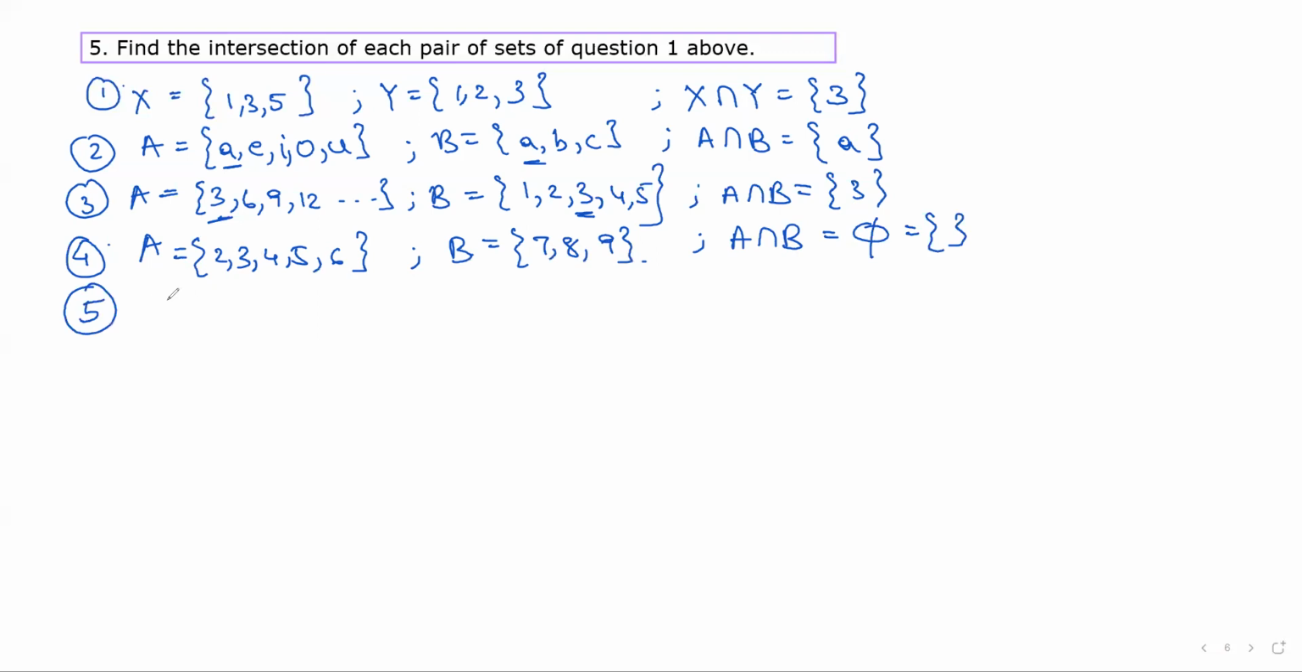5. A is {1, 2, 3} and B is {5}. There's nothing common in these. We can easily say that A intersection B is the empty set.